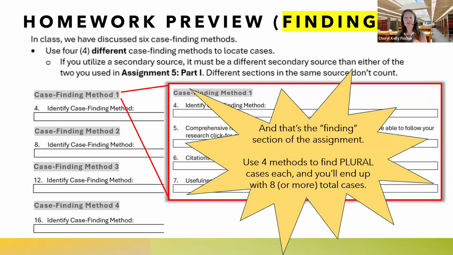All right. That's it for the finding section of the assignment. You're going to use 4 methods to find plural cases each method, and you'll end up with a total of 8 or more total cases, right? 4 methods, multiple cases with each method. You're going to have at least 8 cases.